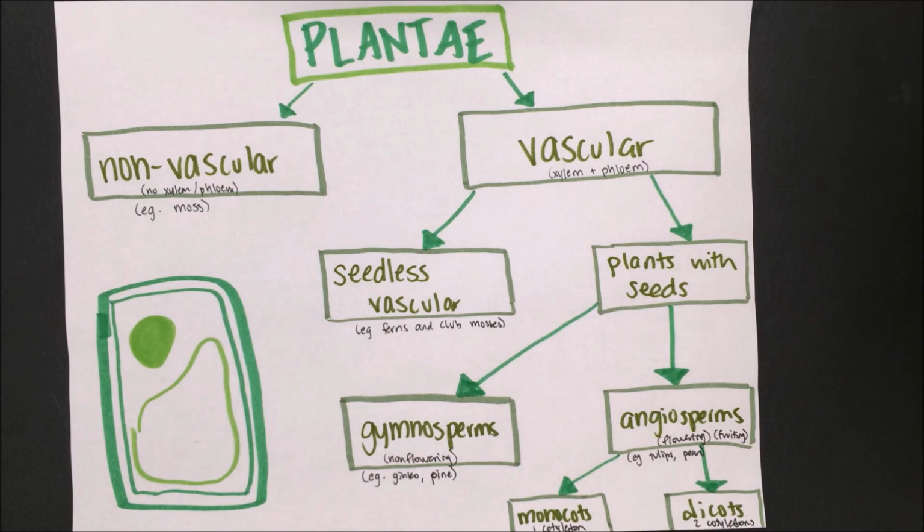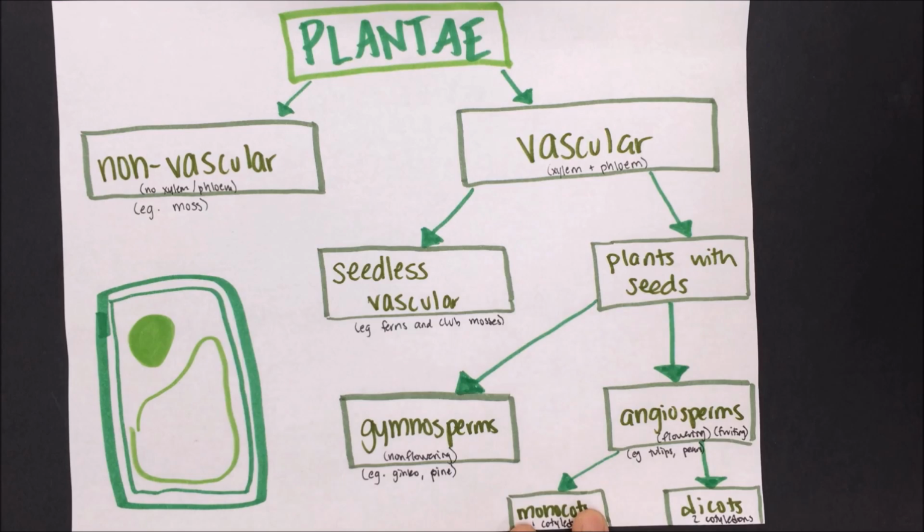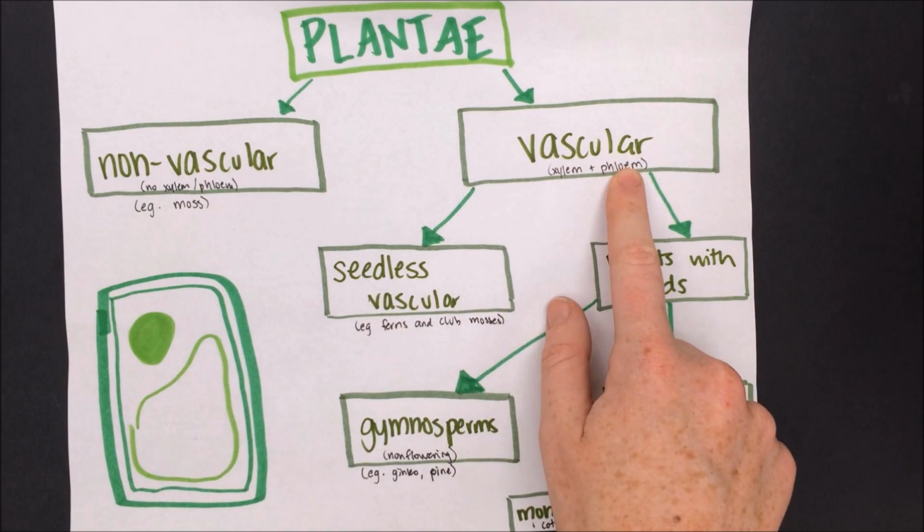Plants are not divided up into phyla as animals were. Rather, they're divided into 4 divisions based on structures they have or do not have. Here's a flowchart that will help you understand how plants are divided. Plants can either be non-vascular or vascular.